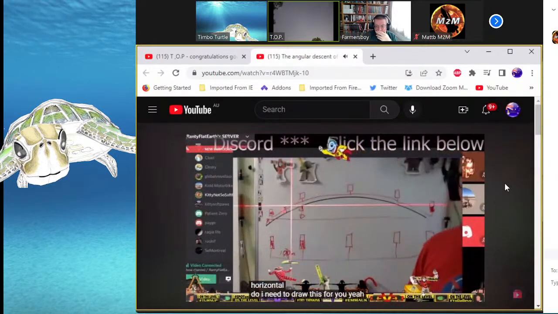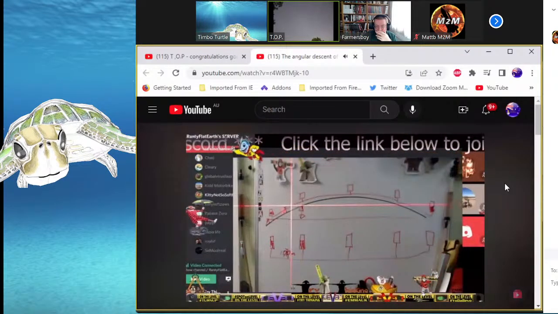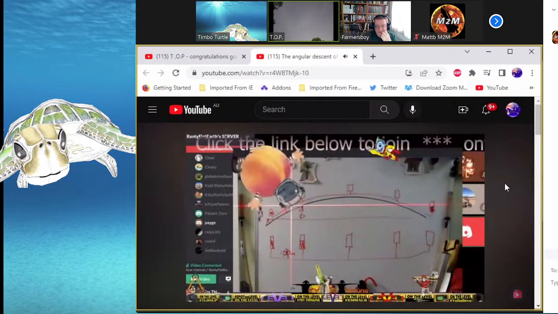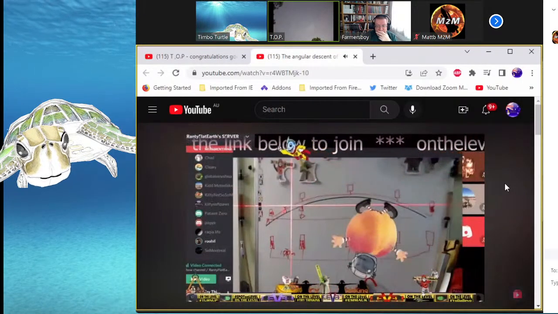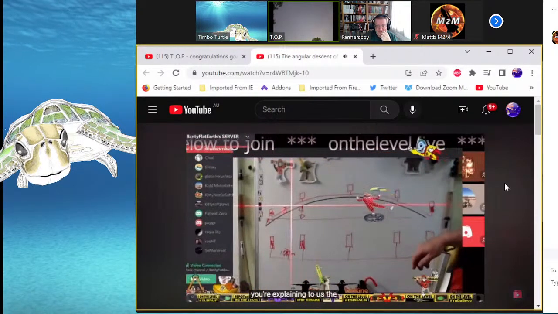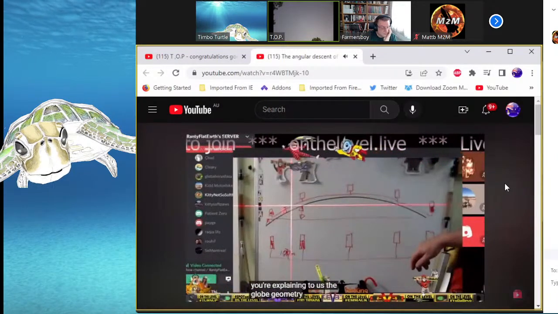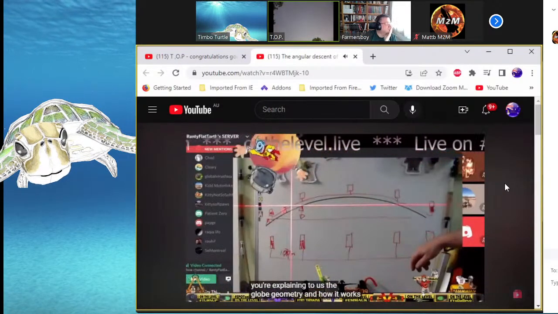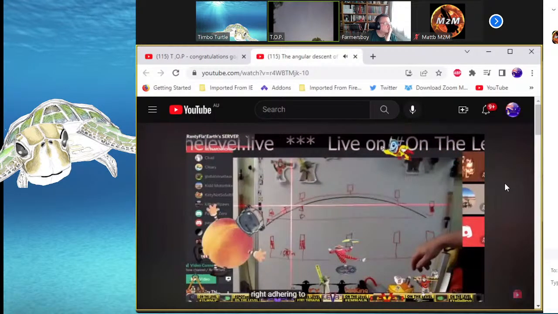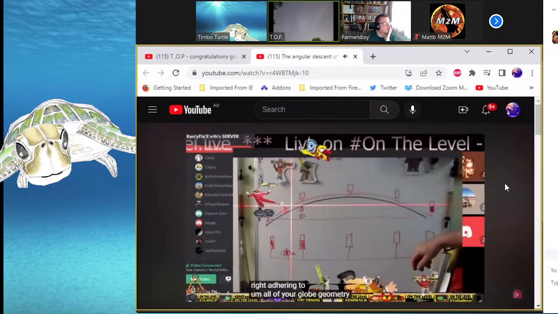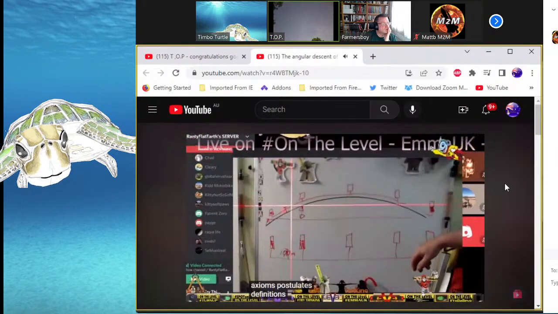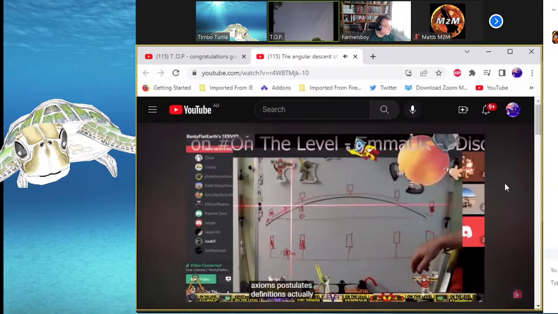Give me a minute. Bev knows exactly what needs to be drawn. It's all right, you do it yourself. This is the level, right, Ruhit? You're explaining to us the globe geometry and how it works, adhering to all of your globe geometry axioms, postulates, definitions. Oh, I should have started on the computer. Hold on.